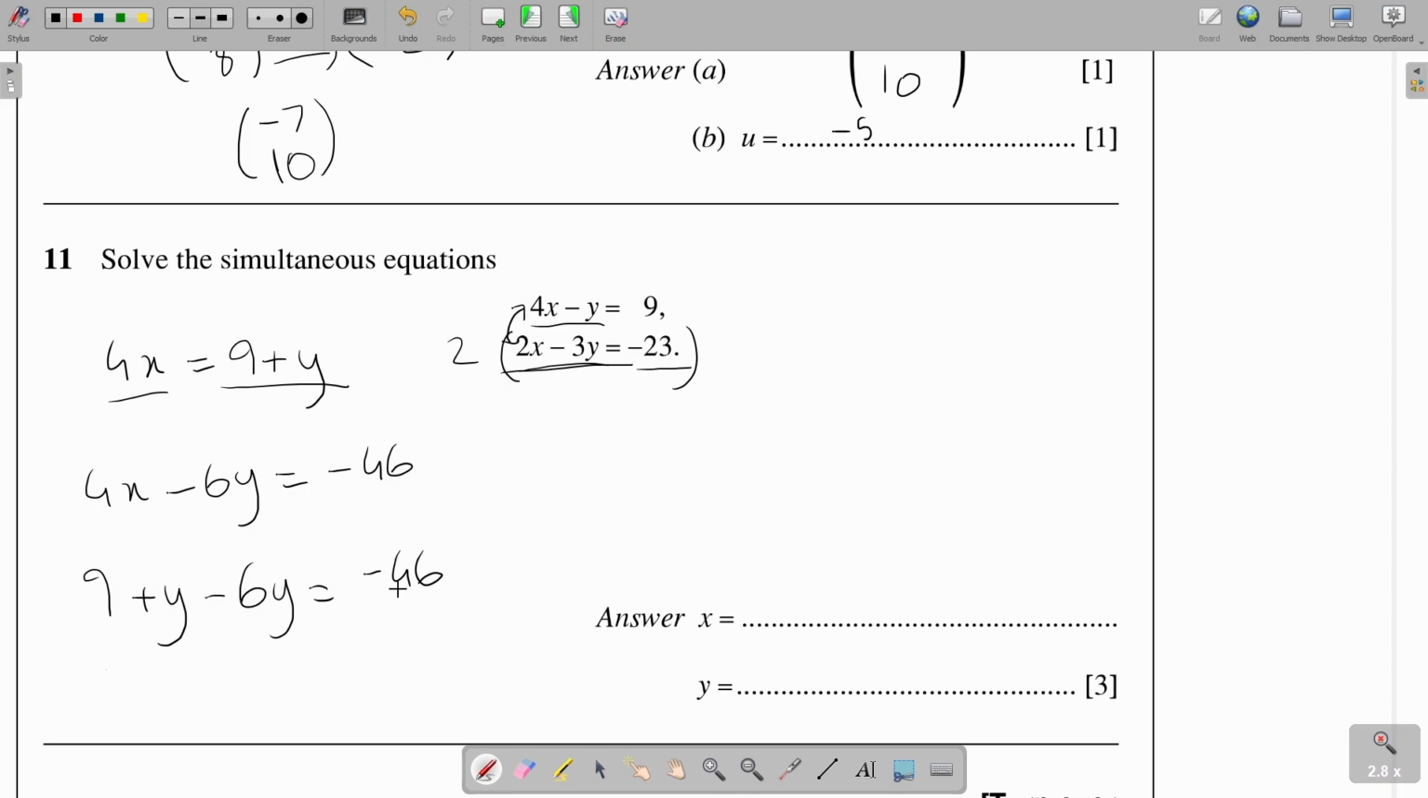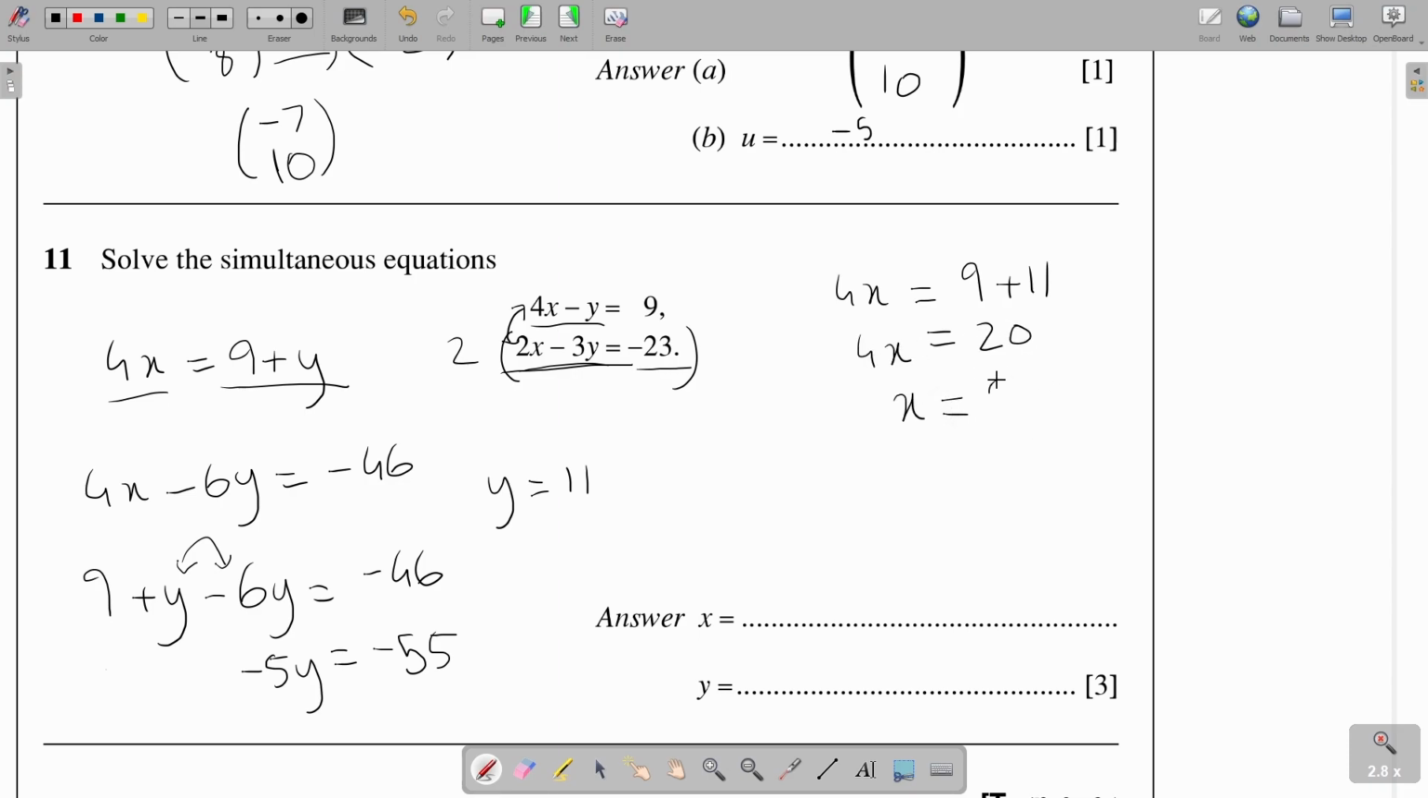So let's simplify this. We simplify this, we get minus 5y. And then if I minus 9 from both sides, we get minus 55 over here, which means y. If we divide both sides by minus 5, we get y is equal to 11, and then we can just throw that in there. So 4x is equal to 9 plus 11, which means 4x is equal to 20. And divide both sides by 4, we get x is equal to 5. So x is equal to 5 and y is equal to 11. And that's question number 11.